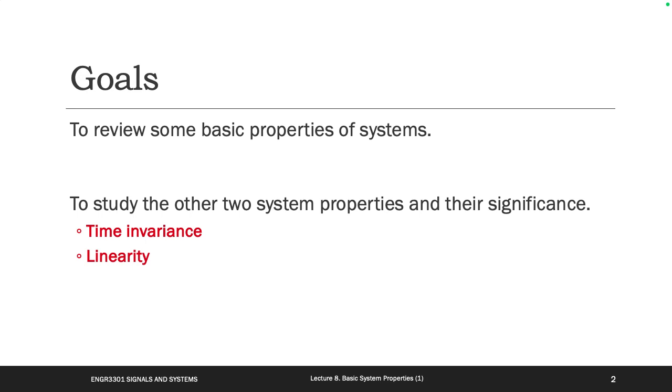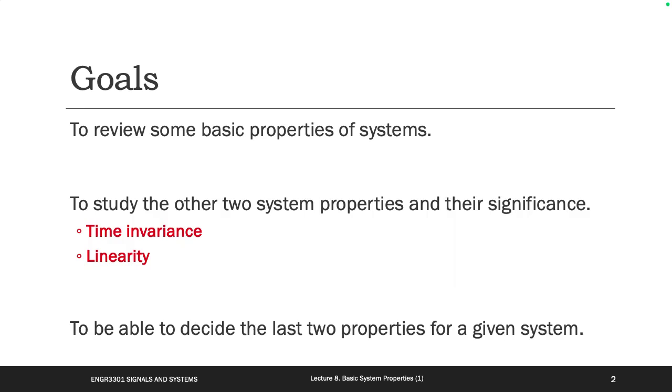The first one is time invariance. The other one is linearity. Finally, we will try to be able to decide these last two properties for a given system. We will try to decide if this system is a linear system or non-linear system, or if this system is time invariant or not time invariant.